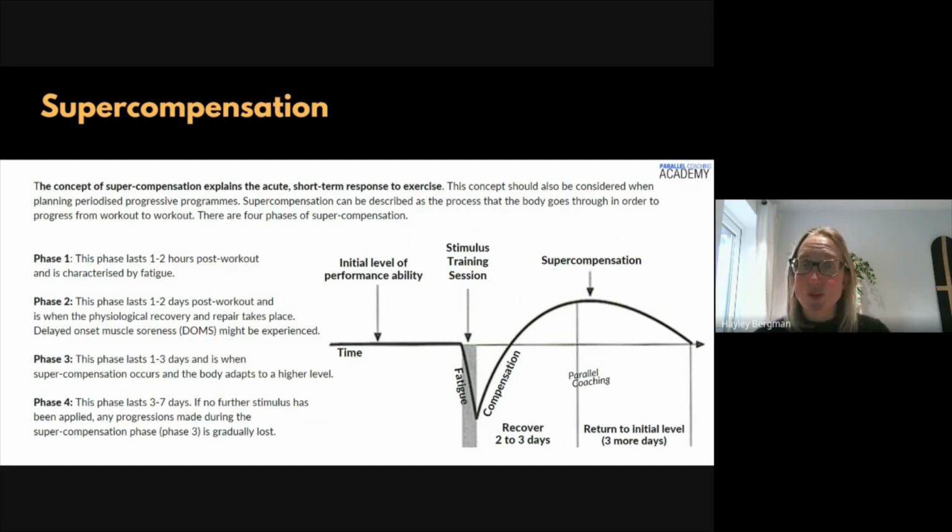We're only making them stronger, fitter, faster, leaner, meaner, whatever it might be. We don't want to make their arthritic condition better. We want to make their performance, their fitness, and their health better. Phase 4 typically lasts 3 to 7 days.